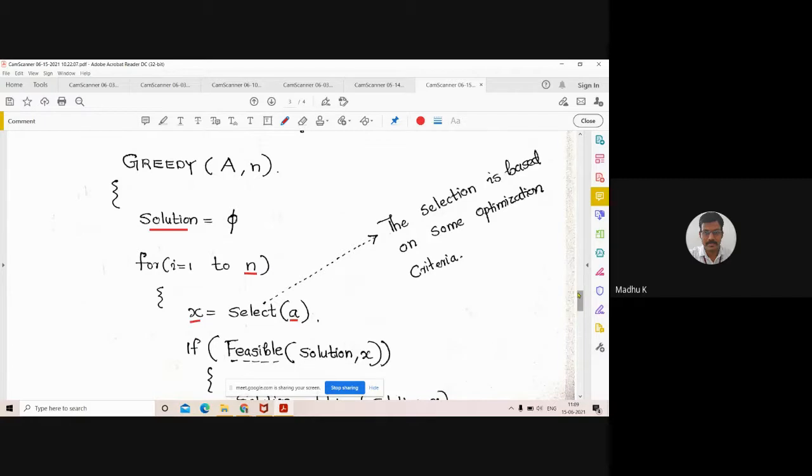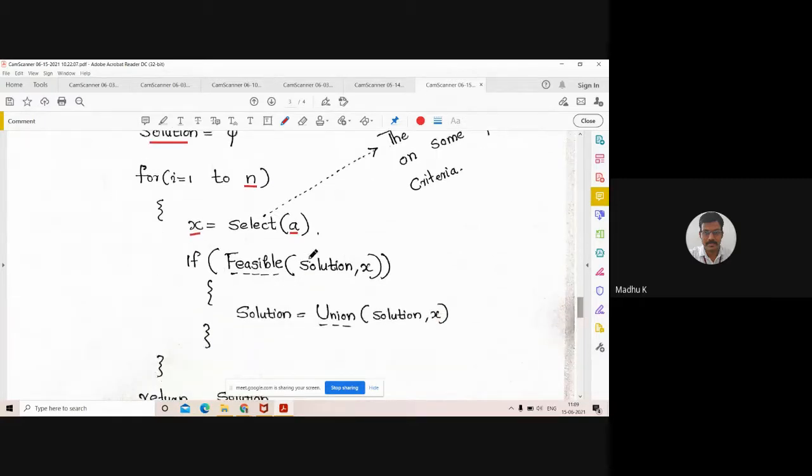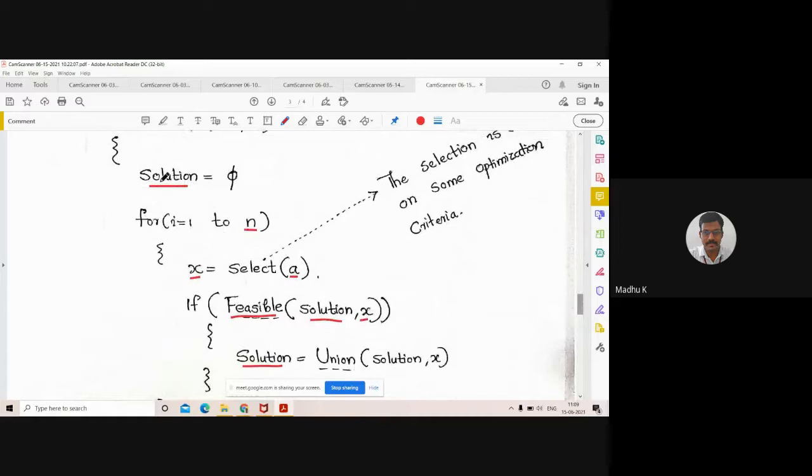Then we will check whether the solution set with x is feasible. If it is feasible, then we will add it to the solution set: union of solution and x. I'm repeating one more time what the approach is. Initially there will be an empty solution set. Then we will consider each input at a stage. There are n stages here.